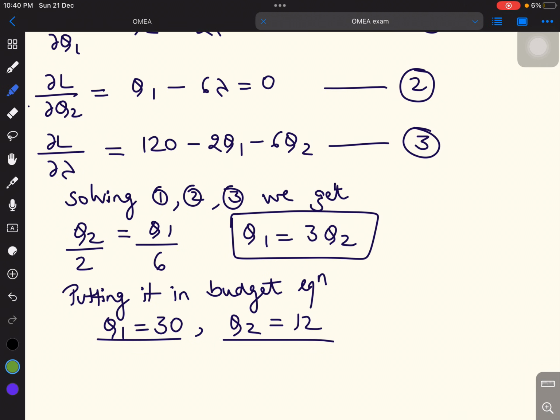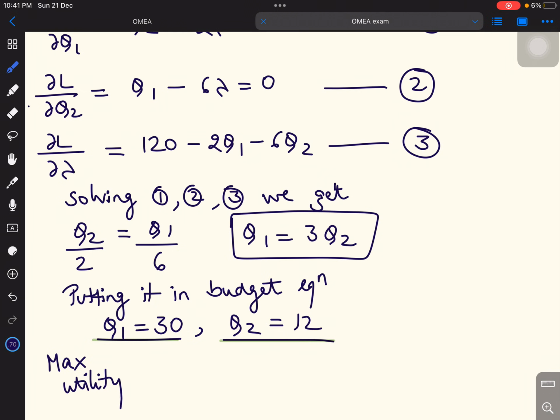So these are the utility maximizing bundles: Q1 = 30 and Q2 = 12. Let's find out the maximum utility also.